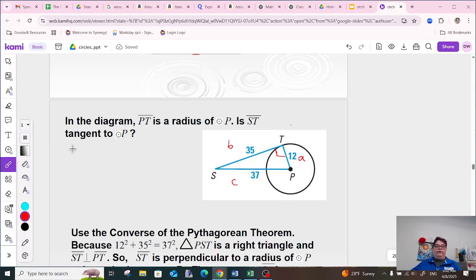So over here, 12 squared plus 35 squared. Does that equal 37 squared?